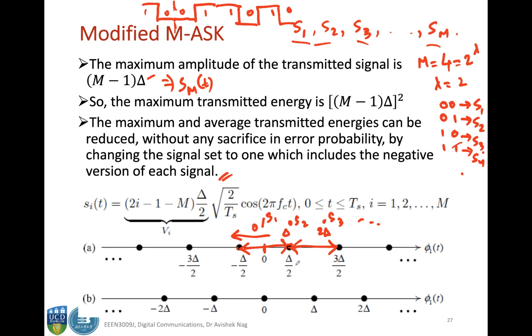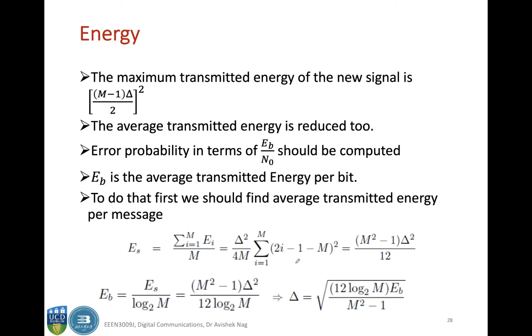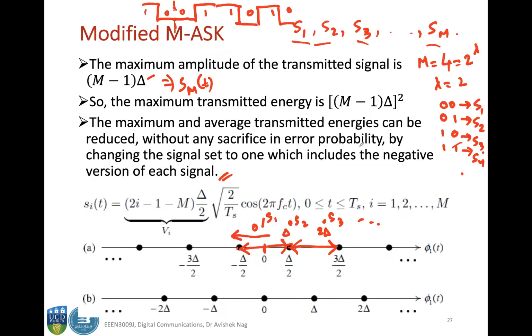So in that case, what will happen is that the maximum transmitted energy of the new signal will be this, okay, and the average transmitted energy will be reduced too. And the error probability will remain the same, because the error probability, as you may recall, just depends on the relative distance between the two signals. So the relative distance still remains delta, okay. So the error probability won't change, okay.